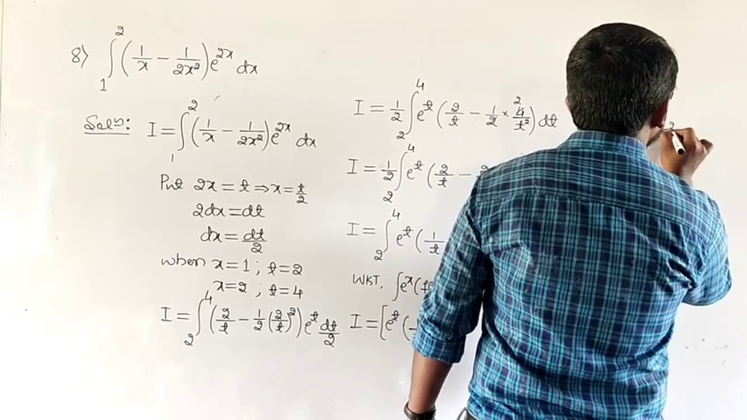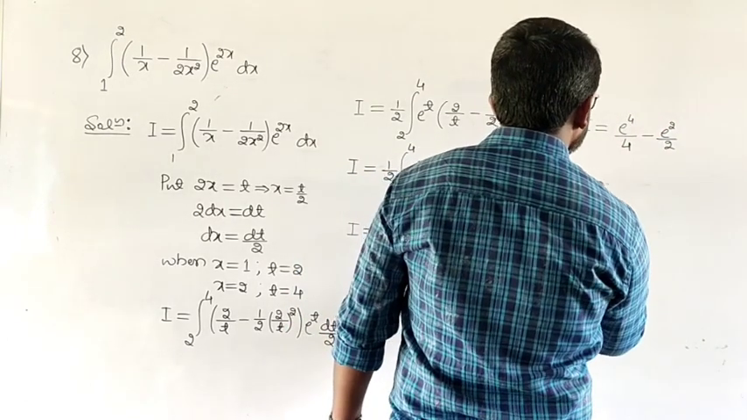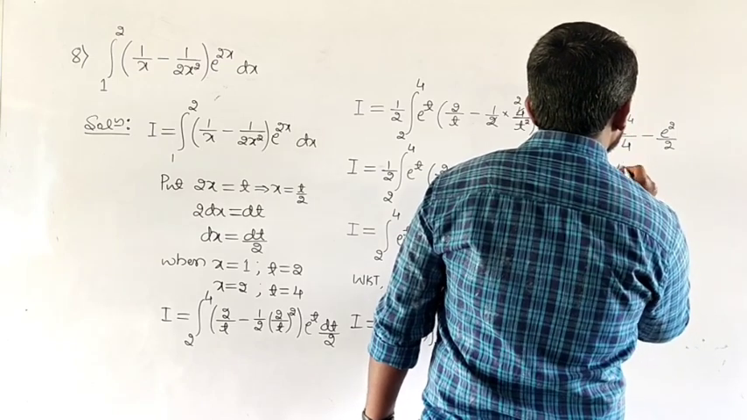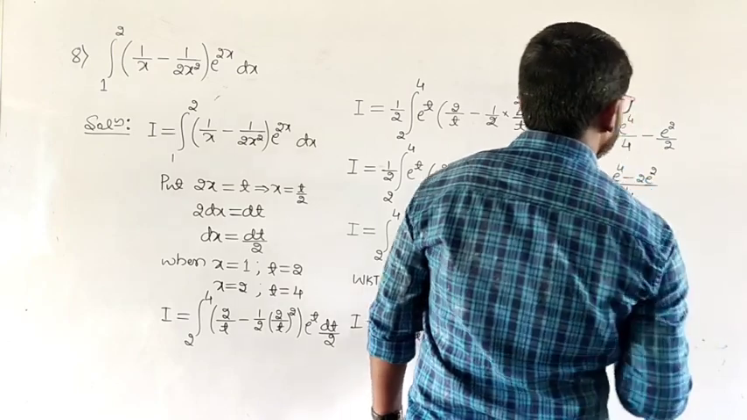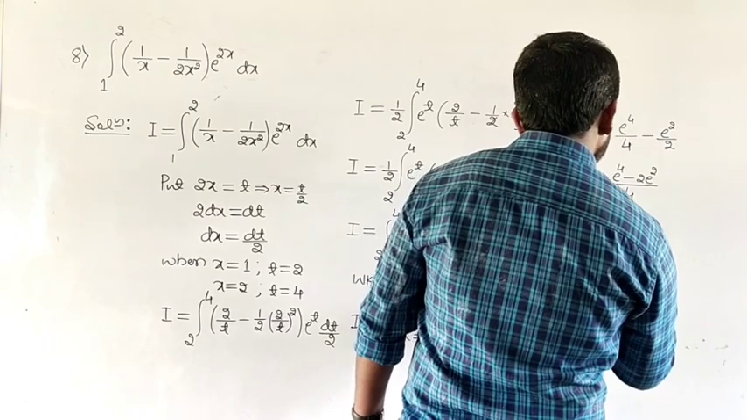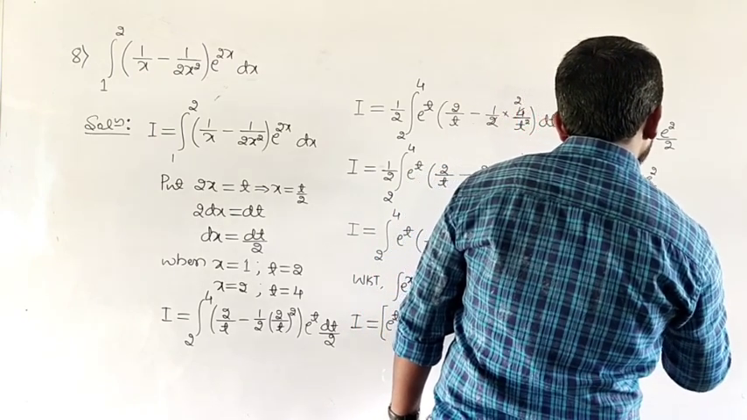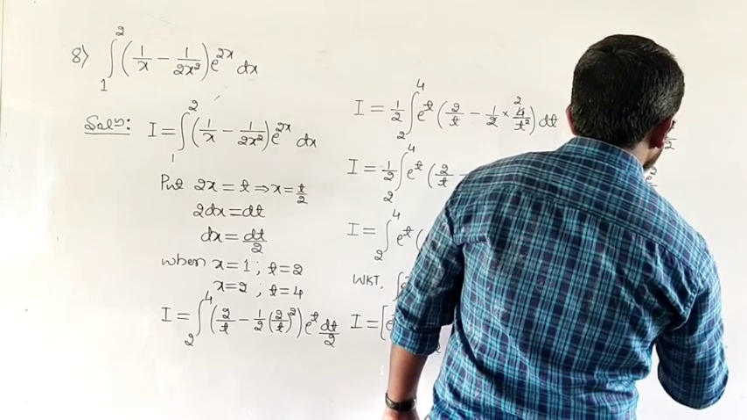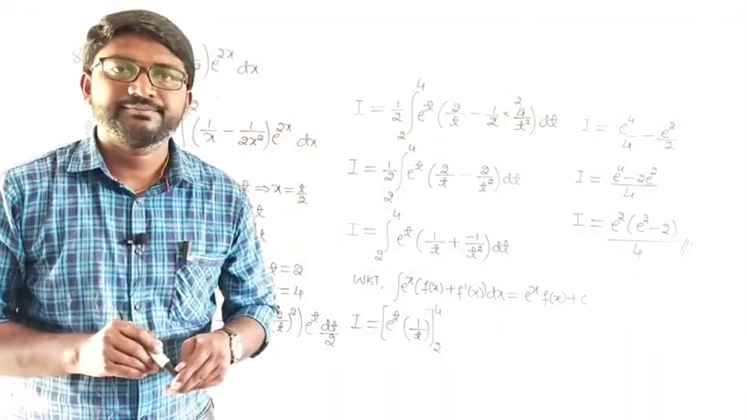e raised to 2 divided by 2, so take up the LCM now. I, which is equal to, the LCM is going to be 4, we get e power 4 minus 2 times e square, so here in the numerator I can take e square common, e raised to 2 as a common term, we get e square into e square minus 2 divided by 4. This is the answer for the 8th problem.